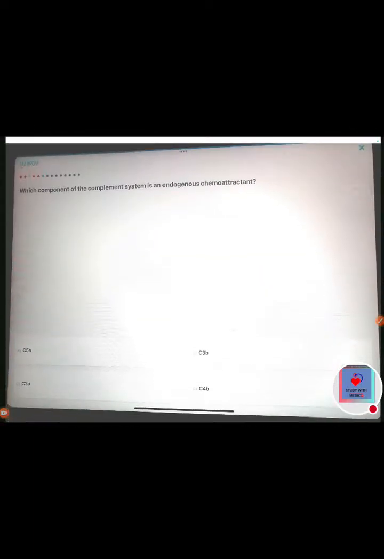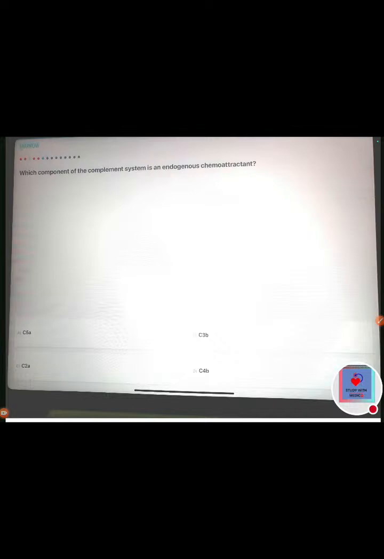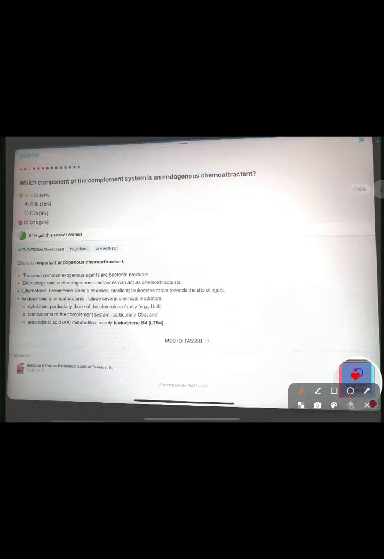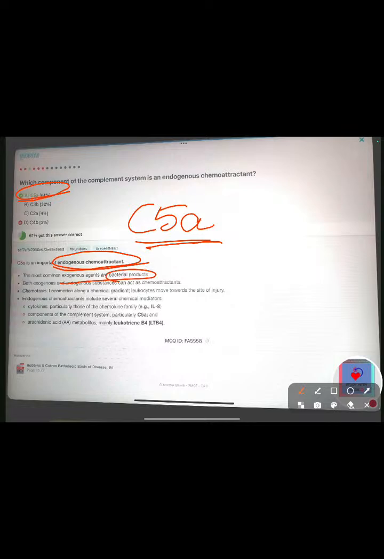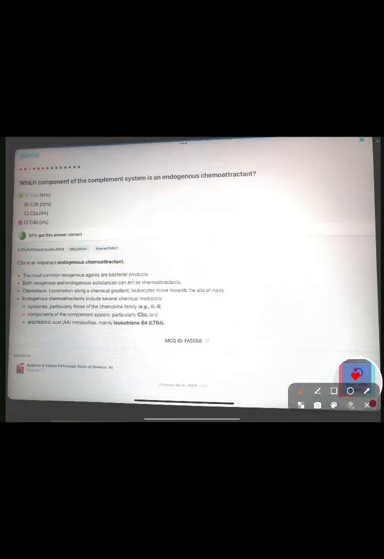Which of the following components of the complement system is an endogenous chemoattractant? It is C5a. C5a is the endogenous chemoattractant, attracting the immune cells towards the pathogen. The most common exogenous agents are the bacterial products. Both exogenous and endogenous substances can act as chemoattractants.